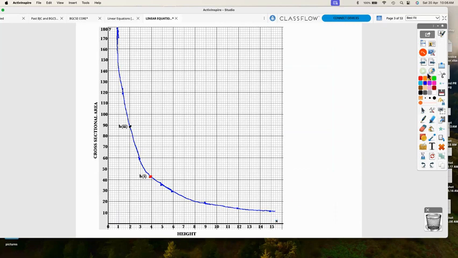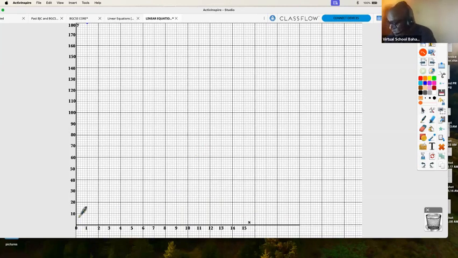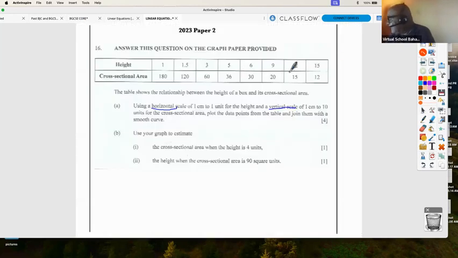I understand. And for the cross section, you said 1 cm represents 10 units. So on our vertical axis, this is 1 cm. So we are going to count in 10, 20, 30, up to the biggest number that you have there, which is 180. We look at that from the table, 180. Everybody understand that? Yes, sir.